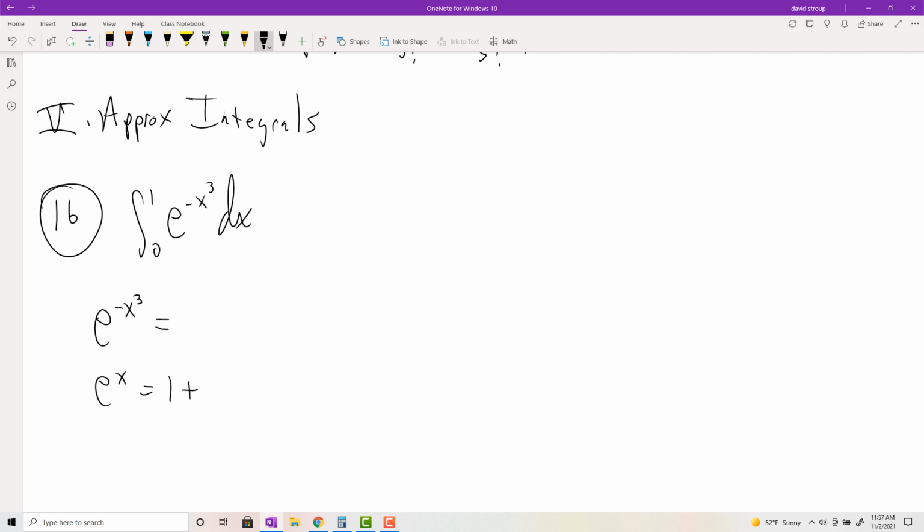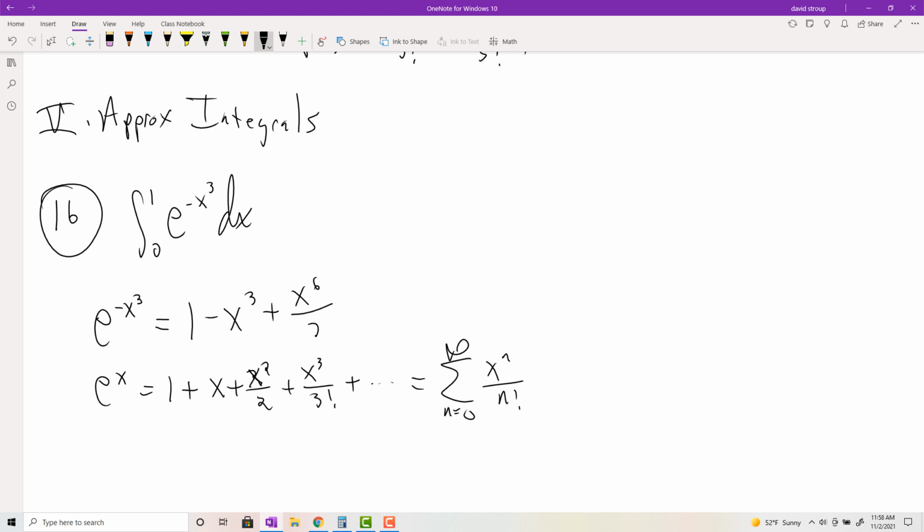1 plus x squared over 2 plus x cubed over 3 factorial plus and so on, which of course equals a sum from n equals 0 to infinity of x to the n over n factorial. Okay, so plugging in negative x cubed, you get 1 minus x cubed plus x to the 6 all over 2 minus x to the 9th over 3 factorial plus and so on.